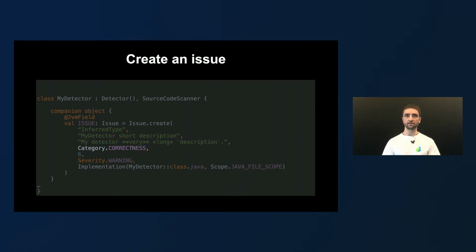There are several categories: correctness, security, compliance, performance, and so on. We're using correctness because this is a code convention. This is the priority. This is just for ordering the issues. Regarding severity, we have informational, warning, error, and fatal. Fatal will break the build, so be careful when using it.